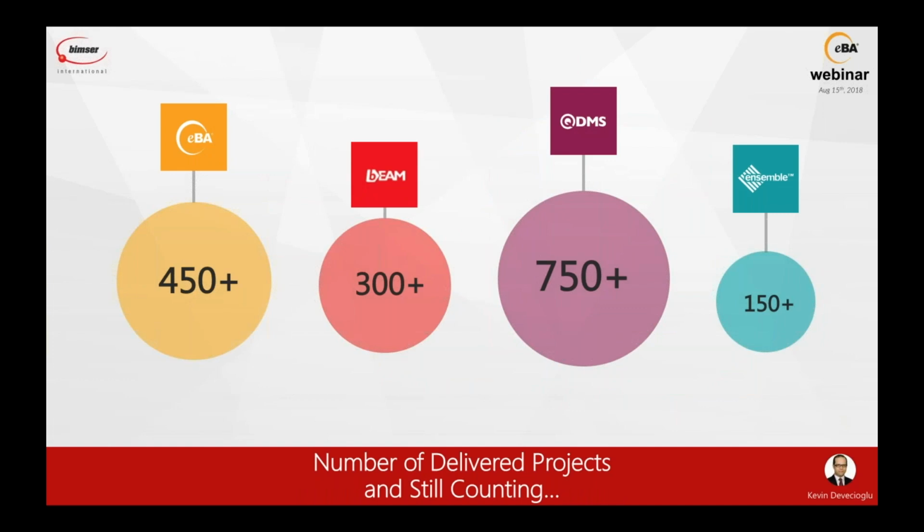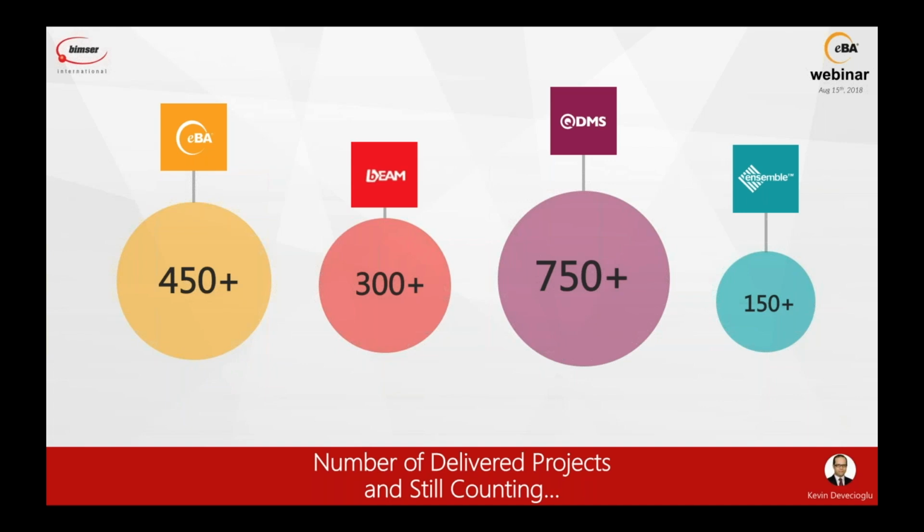We have delivered many projects globally. As for eBA, we have delivered more than 450 projects globally. As for BIM, our maintenance and asset management software, we have delivered more than 300 projects. As for QDMS, we have delivered more than 750 projects. And Ensemble, we have delivered more than 150 projects. And still these are global figures, and we implement different projects every single day.